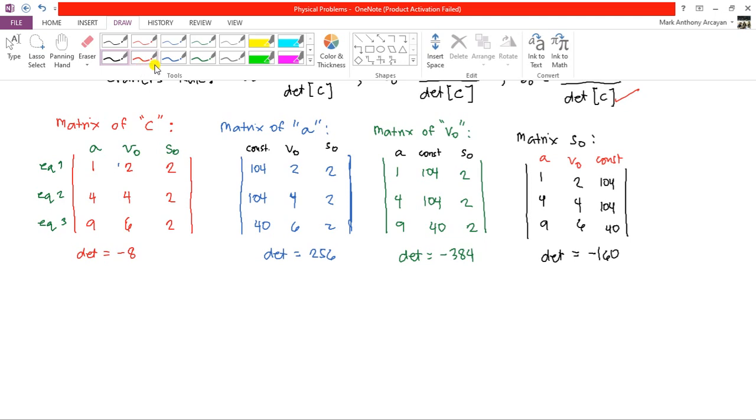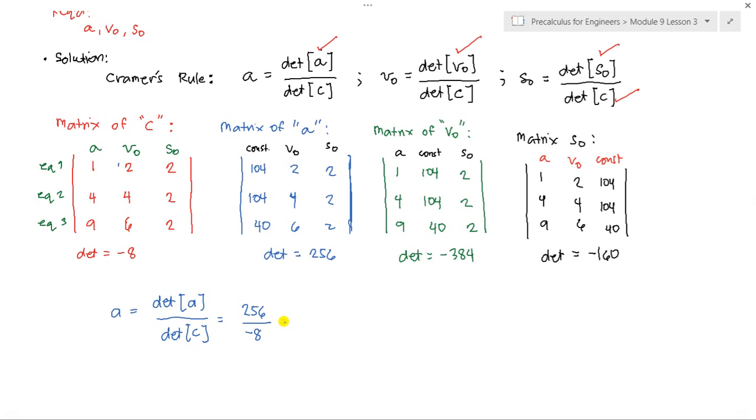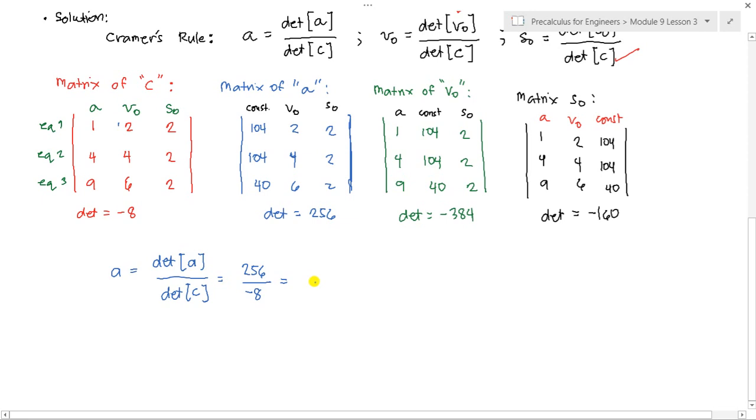So, let's start with solving for A. A is equal to the determinant of matrix A all over the determinant of the coefficient matrix. So, that is A is 256 divided by negative 8. What is the answer? Pila man, class? Negative 32, di ba? Negative 32.